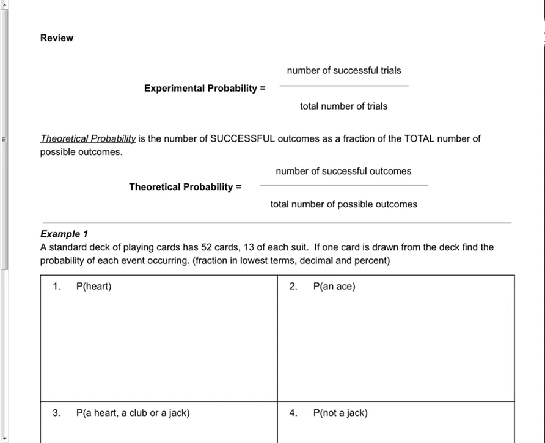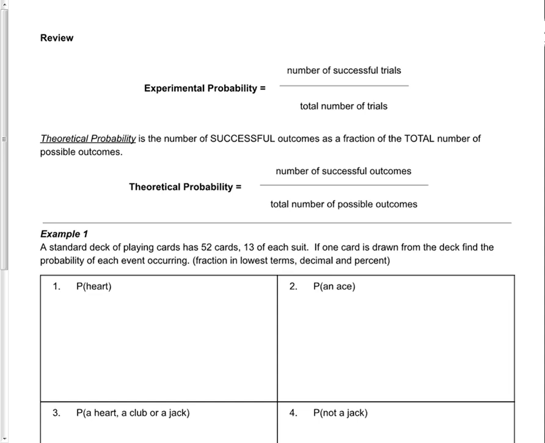So, for example, if you're looking at the number of times you flip a coin and you're looking for the number of times you get heads. Okay, so if you flipped a coin 30 times and you got heads 7 times, then your experimental probability would be 7 over 30. Okay, and therefore your experimental probability of getting tails would be 23 over 30.